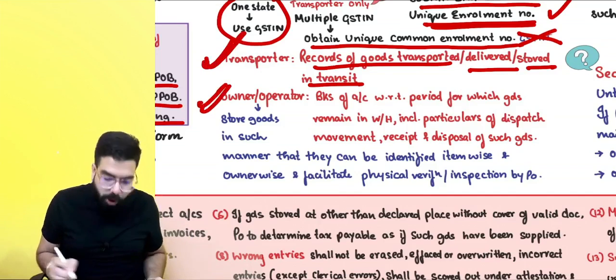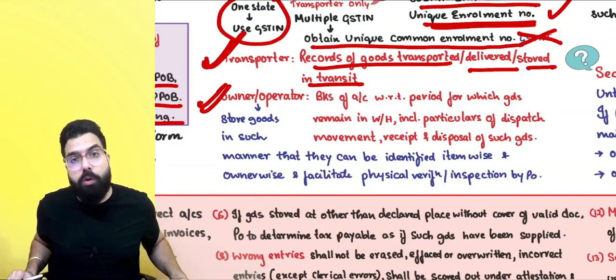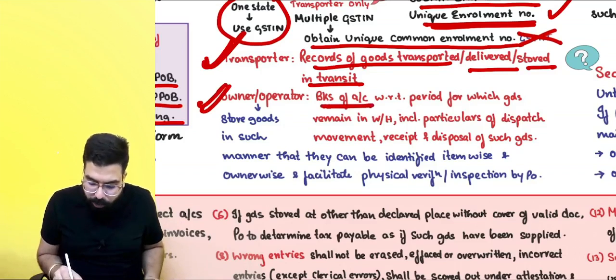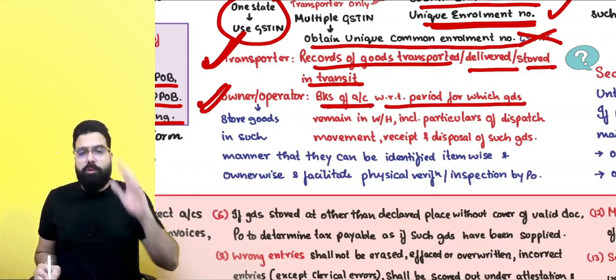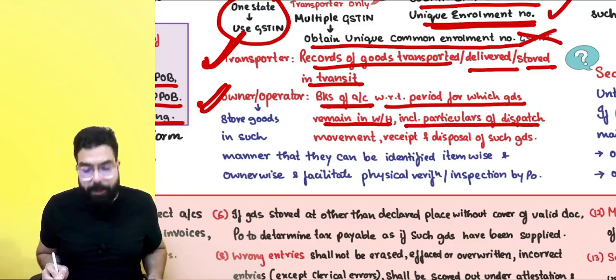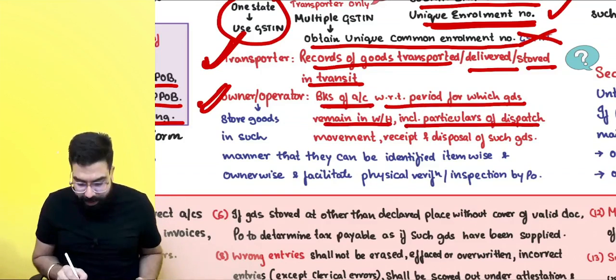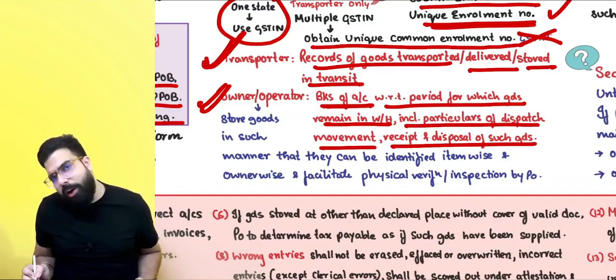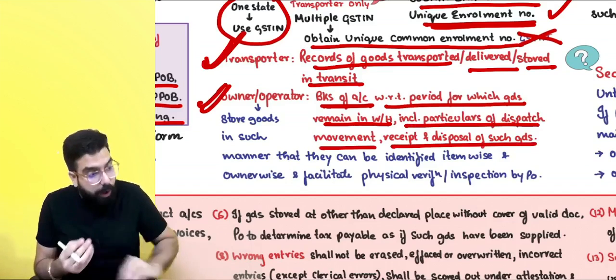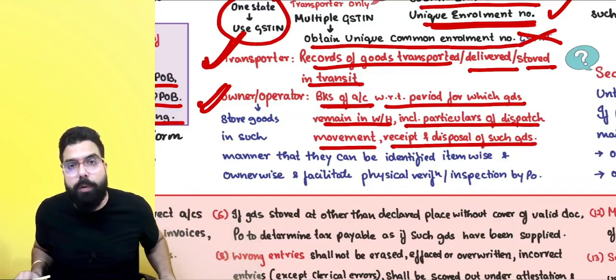Sir, if you are an owner operator of warehouse, then what are the accounts you have to maintain? You have to maintain books of account with respect to period for which goods remain in the warehouse, including particulars of dispatch, movement, receipt and disposal of such goods. What are the goods you received? What are the goods you dispatch? All the details have to be maintained.